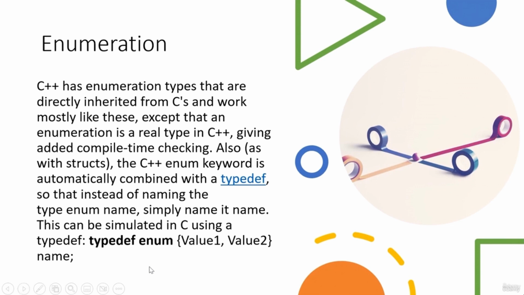C++ has an enumeration type that is directly inherited from C and works similarly. The C++ enum keyword is automatically combined with a type definition, so that instead of naming the type enum name, you simply name it name. This can be simulated in C using a typedef, and enum name and values.